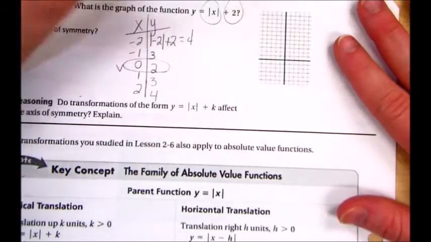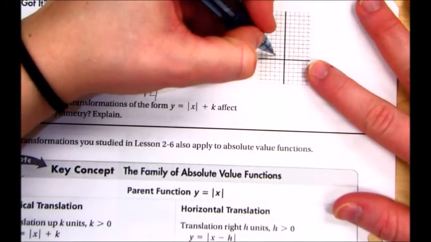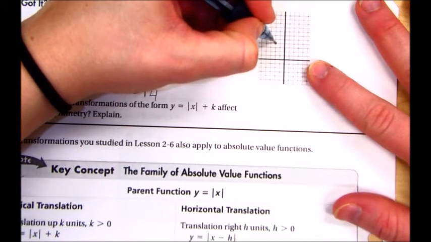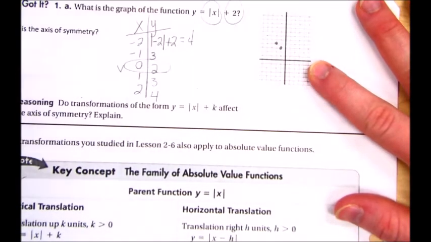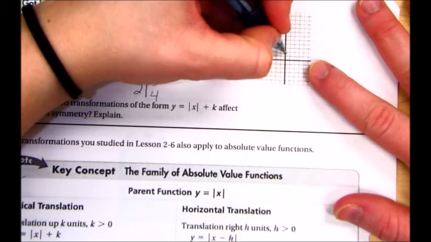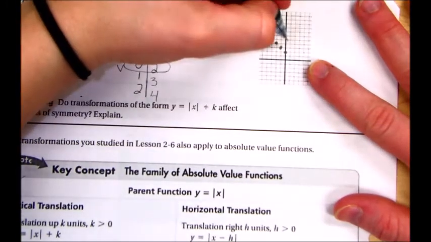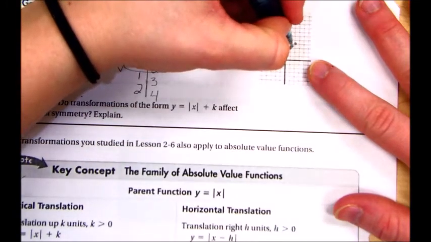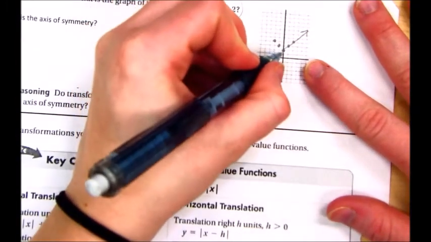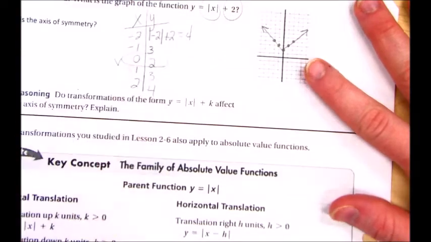Let's plot our points. (-2, 4), but this time up 4. 1, 2, 3, 4. (-1, 3). Left 1, up 3. Over 0, up 2. There's going to be our middle point. Over 1, up 3. Over 2, up 4. Let's connect. And we have a perfect graph.